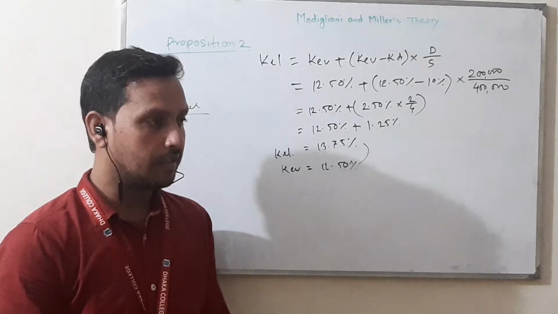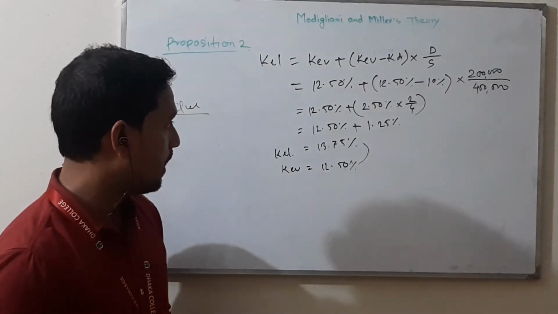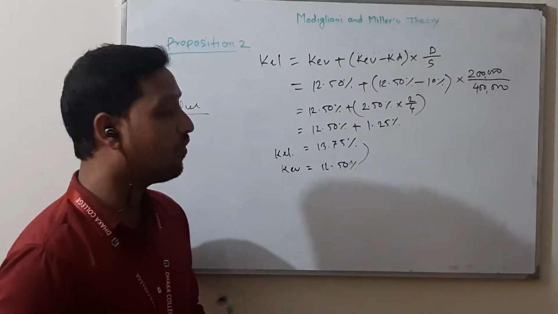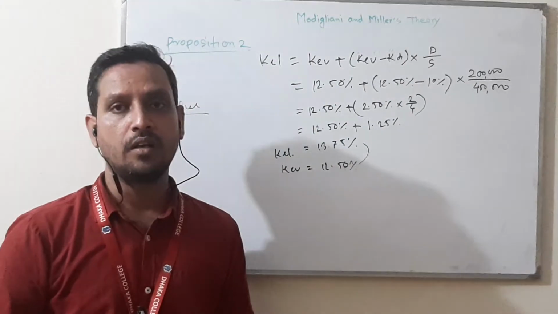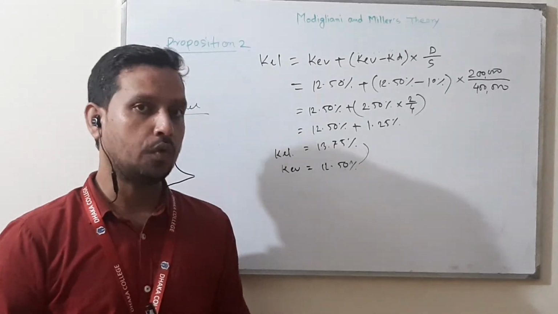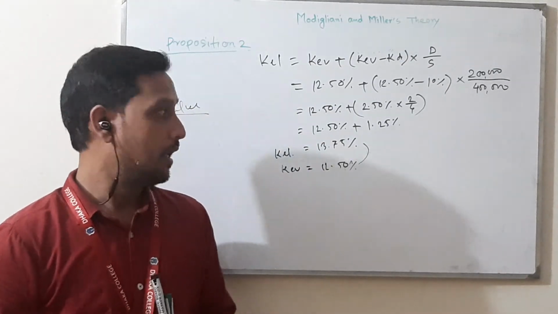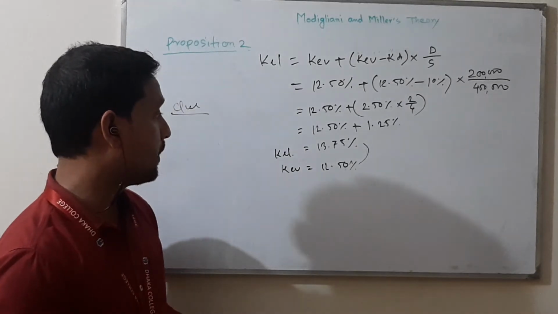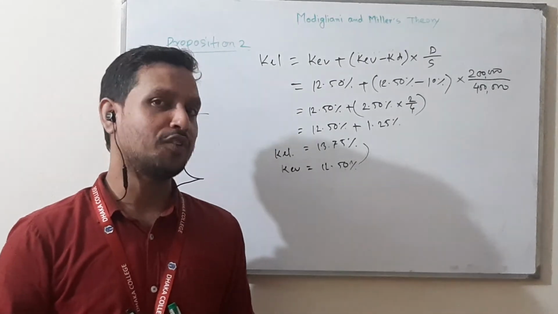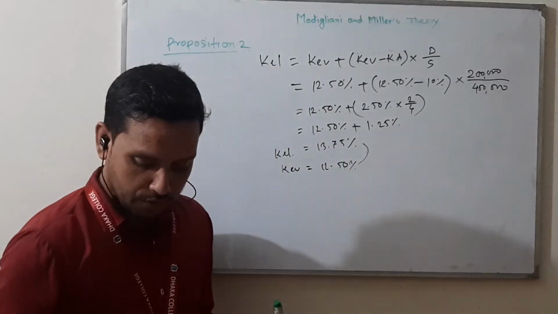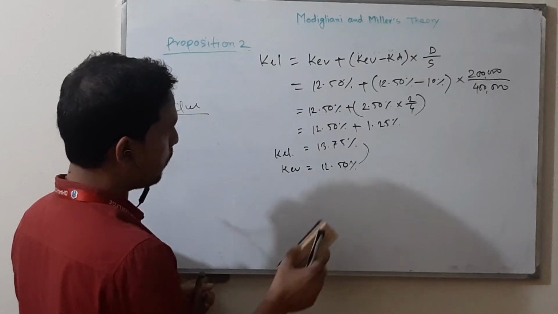Okay, dear students, last one, we should prove what the overall cost of capital is. I mean, for the unlevered firm, cost of equity unlevered equals 12.50%. So the overall cost of capital will be 12.5%, because for the unlevered firm, cost of equity unlevered equals overall cost of capital unlevered. Okay, so we should bring out the overall cost of capital in proposition 2.